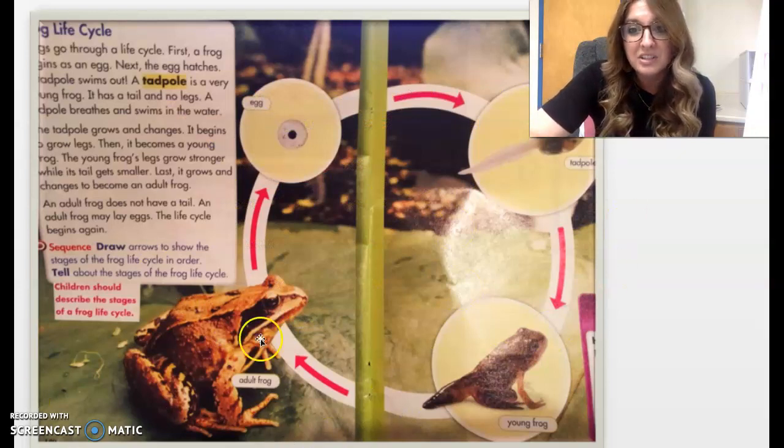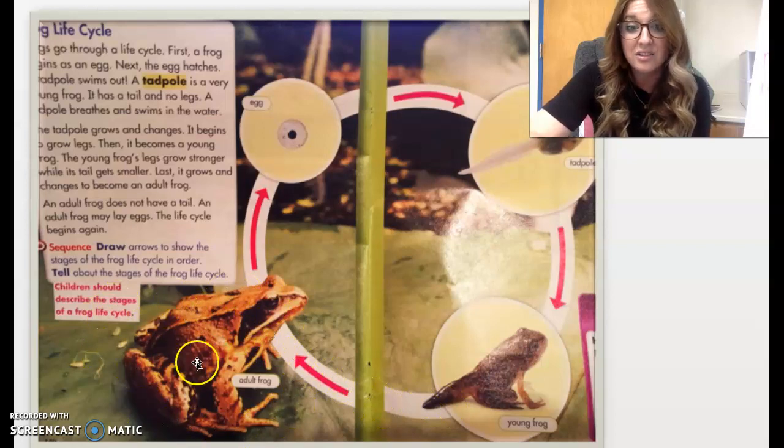Whoa, here's a picture of the life cycle of a frog. It starts out as an egg, then it goes to a tadpole. Do you see those arrows? It's helping us follow the timeline of a frog's life cycle. It starts as an egg and then goes to a tadpole with the long tail, and then a young frog with the skinny little legs and a little tiny tail. And then it grows to an adult frog, and then that adult frog lays eggs.